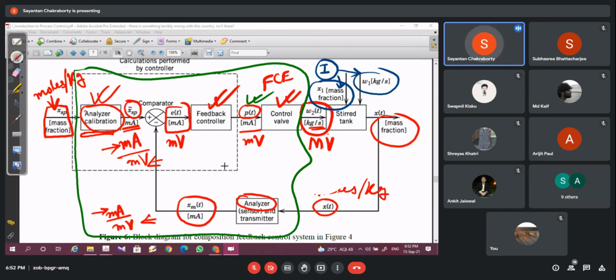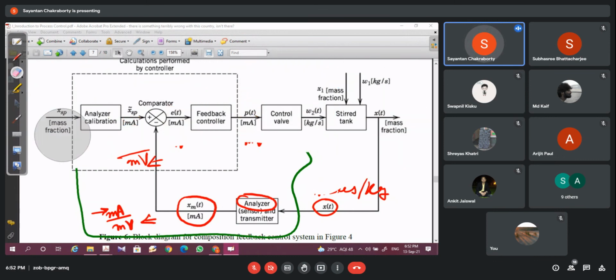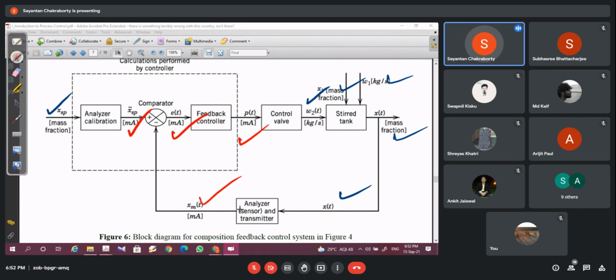Now, my main purpose of using this figure is to make this idea clear: what are the levels of signals that you normally encounter in a process control loop? These are physical signals, and these are the corresponding equivalent control level signals, and those have been calculated based on this analyzer calibration, right? So this is how an actual process control operates.